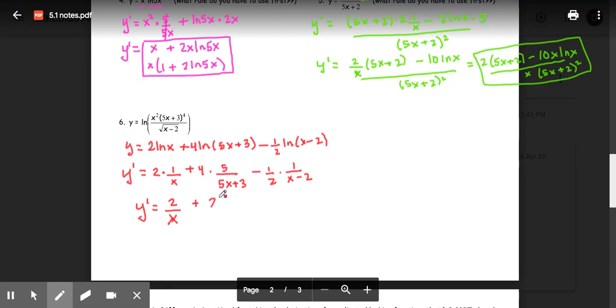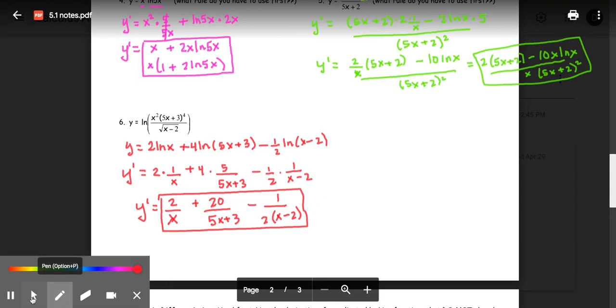The second part, 20 over 5x plus 3. And the third part, you can leave it as just 2 parentheses x minus 2, or you can multiply that 2 in if you want. Okay, it's simplified as much as I can, looking up and down. There's nothing more I can simplify. And there you go for that part.